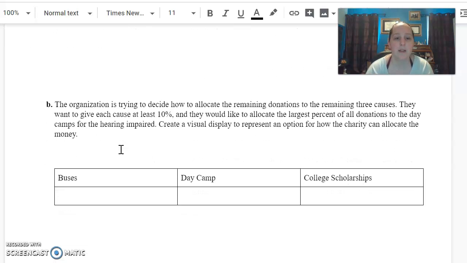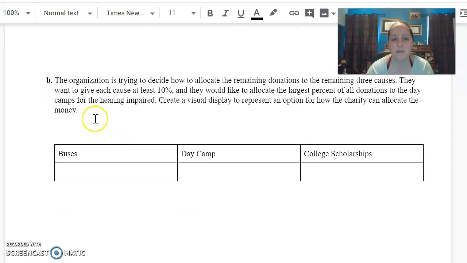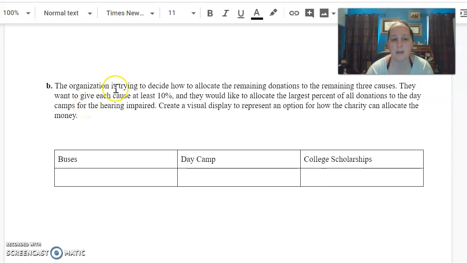The last thing, for letter B, the organization is trying to decide how to allocate the remaining donations to the remaining 3 causes. They want to give each cause at least 10%, and they would like to allocate the largest percent of all donations to the day camps for the hearing impaired. Create a visual display to represent an option for how the charity can allocate the money.